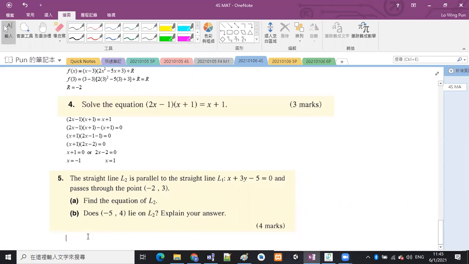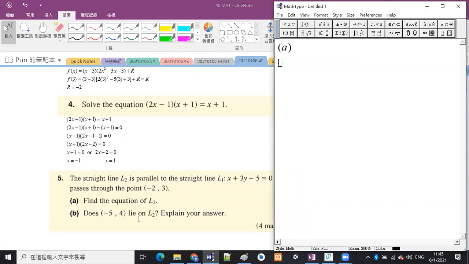Okay, do we have point? Yes. Okay, for L2, the point should be just -2 and 3. It is given directly. Okay, and how about the slope? The slope is not directly given, but it tells you that L2 is parallel to the straight line L1, which means that their slopes should be equal. Okay, so we need to find the slope of L1 first.